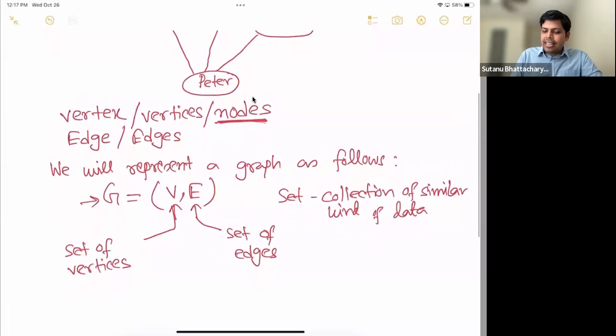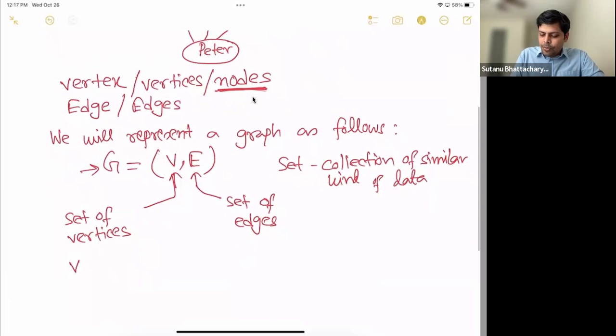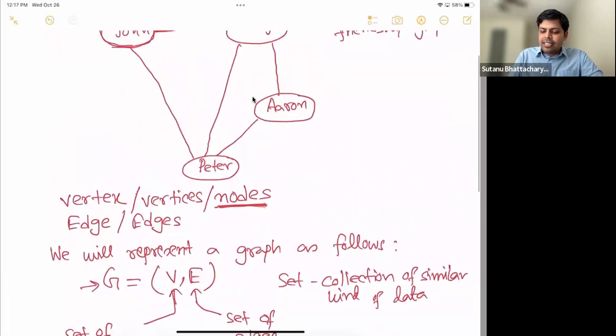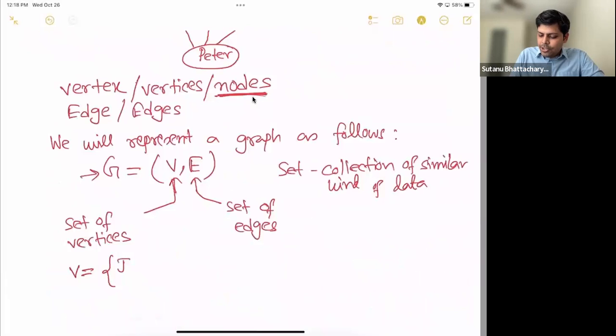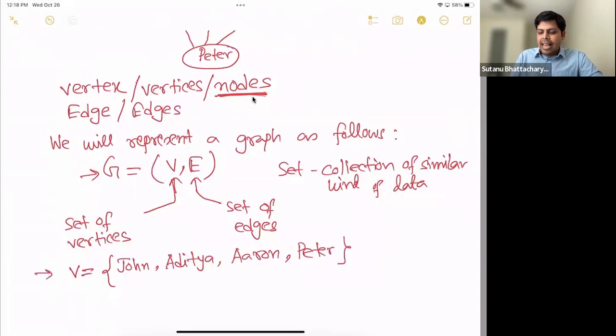So for this friendship example that we have taken, V is a collection of vertices, that is John, Aditya, Aaron, and Peter. So this is set V, and the order doesn't matter. You can put Peter before John, the order doesn't matter. So this is set V.